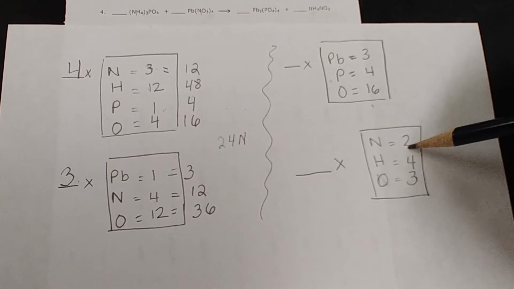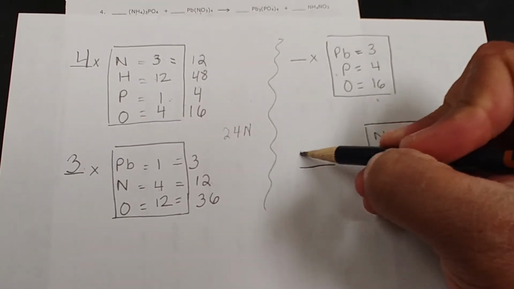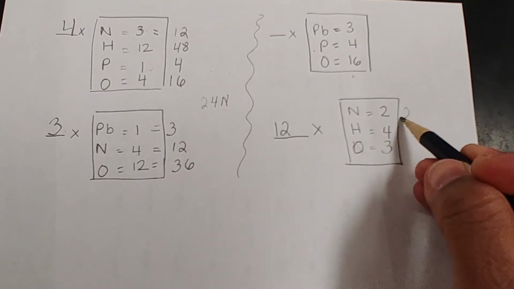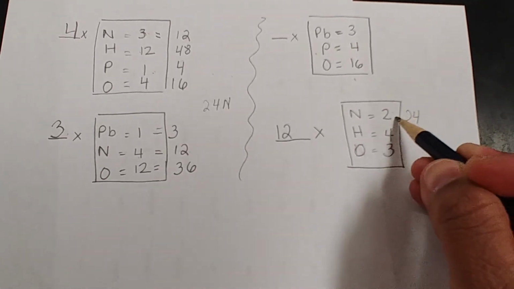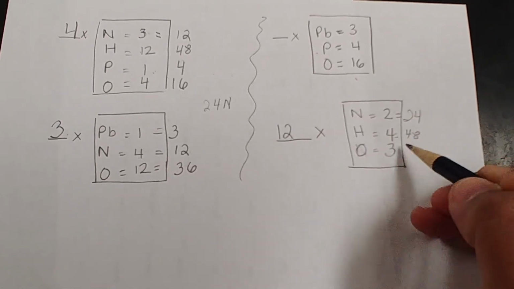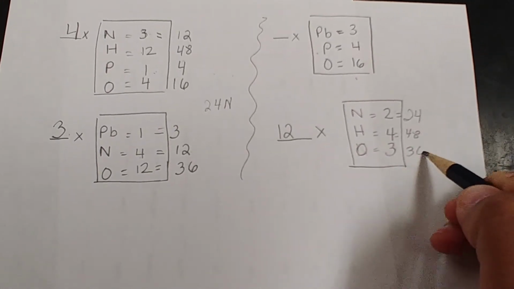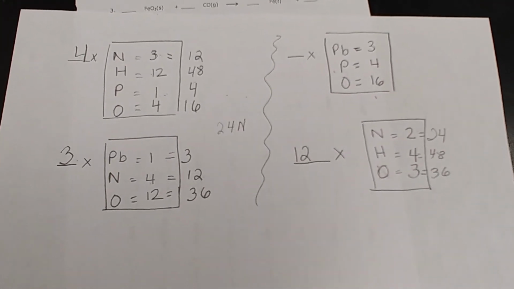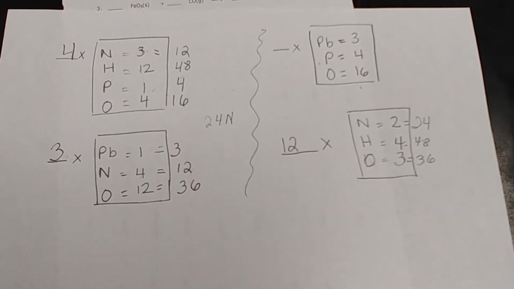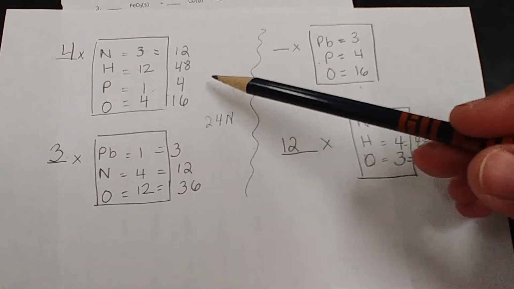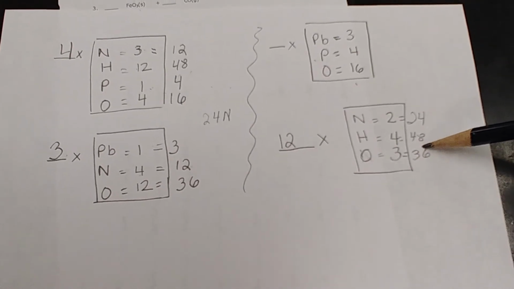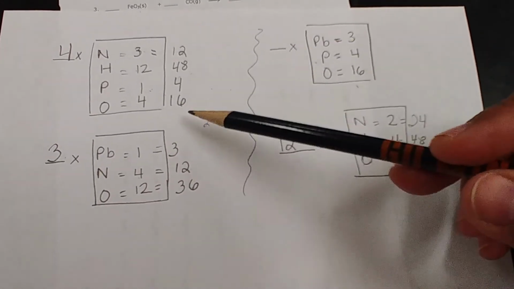So for me to go ahead and make it into 24, I'm going to put a 12. By putting this 12, it multiplies with everything inside. So that makes it 12 times 2, which gives me 24. 12 times 4, which makes it 48. And 12 times 3, which gives me 36. Okay, so now the nitrogens are balanced. At the end, we have our hydrogens and oxygens, so I'm going to look at the hydrogens. The hydrogens show that there are 48, and on this side of the equation, there's 48, so hydrogens are good. Now I look at my oxygens.